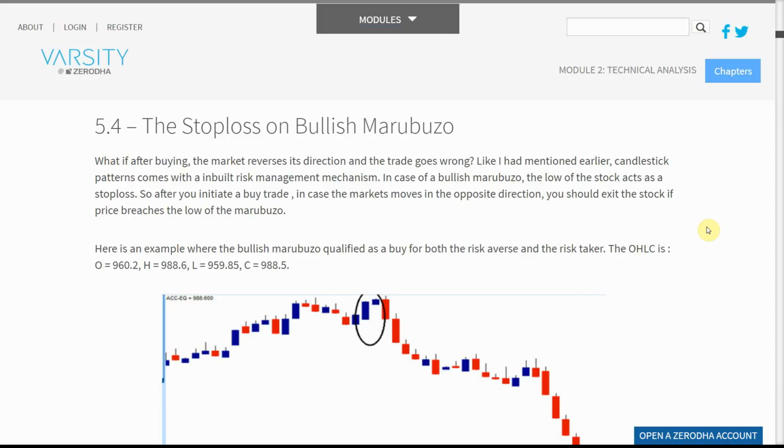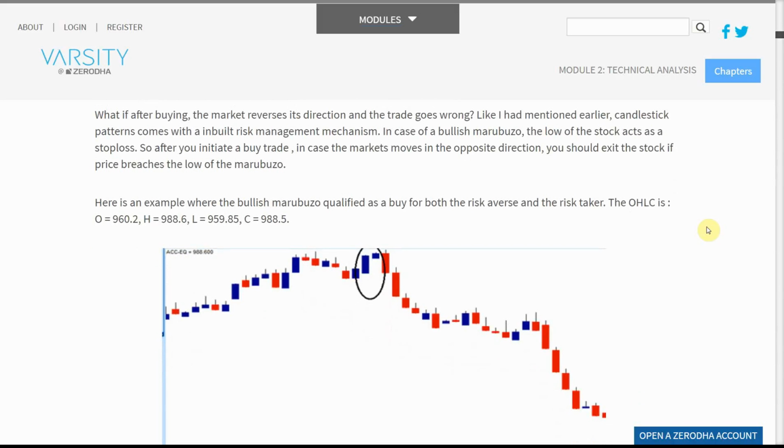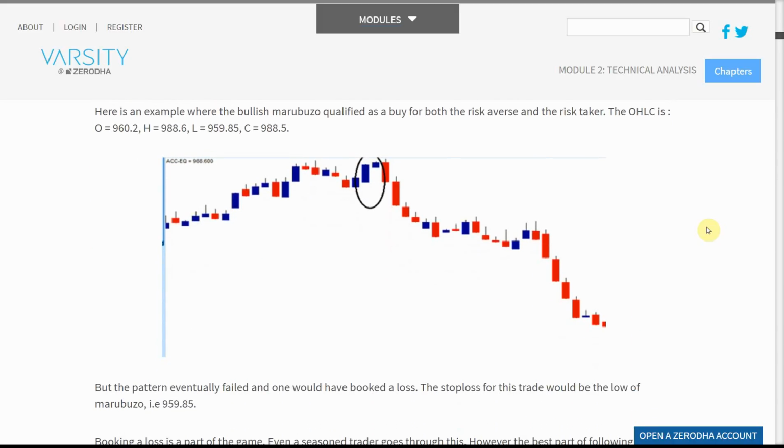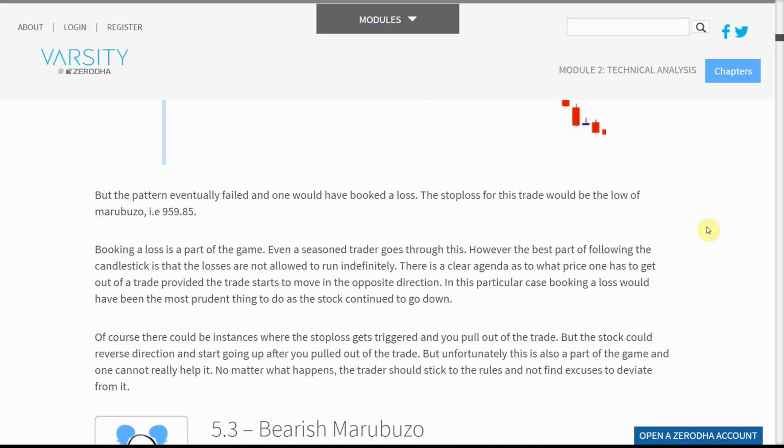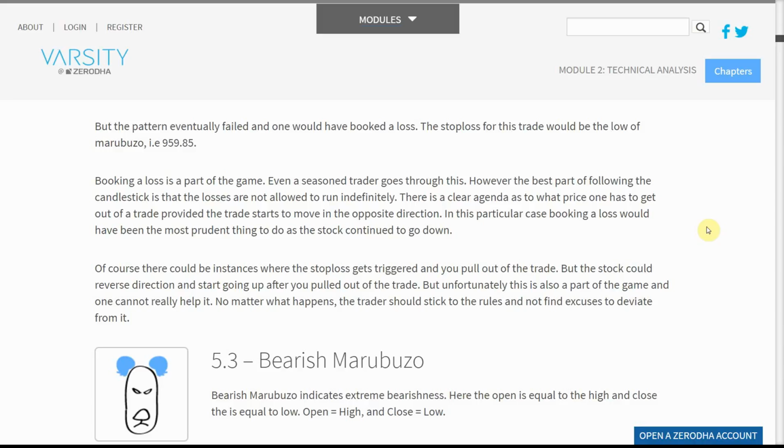Here is an example where the bullish Marubozu qualified as a buy for both the risk averse and the risk taker. The OHLC is O equals 960.2, H equals 988.6, L equals 959.85, C equals 988.5. But the pattern eventually failed and one would have booked a loss. The stop loss for this trade would be the low of the Marubozu, i.e. 959.85.